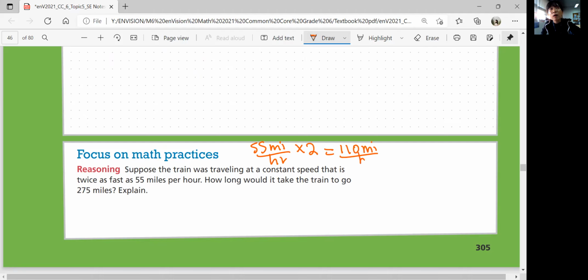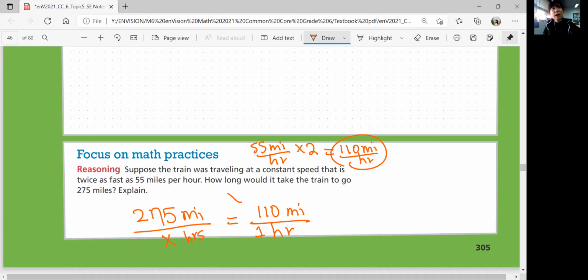110 miles per hour. So if you go twice as fast, you will cover twice the distance. So 55 times 2, 110 miles in 1 hour. So this is the new speed. How long would the train go 275 miles? Again, you write the equivalent ratio. 275 miles over x hours would be 110 miles over 1 hour. Okay, this is the new speed now.